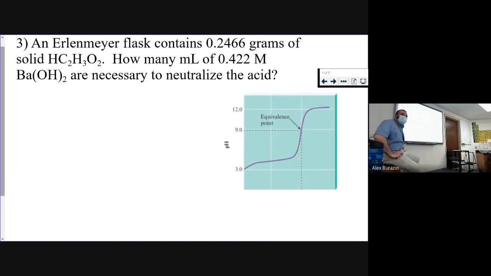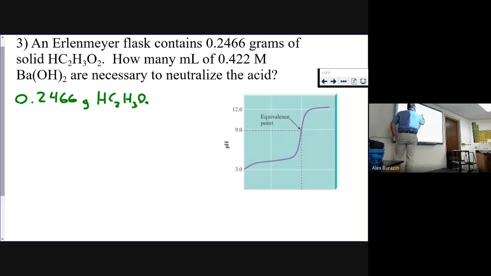All right. Wherever you're at, I'll start chipping away at this thing. The end goal is milliliters of base, right? What do I want to start my factor label problem with? Something acid. What do I have? What are my choices? I have grams. That's it. I guess that's what I'm starting with. So I have 0.2466 grams of acetic acid, HC2H3O2.